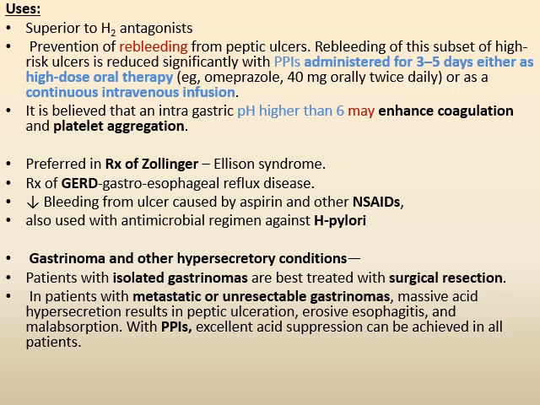They are also used in different types of acid peptic disease: Zollinger-Ellison, GERD, and if we have an ulcer due to the use of non-steroidal anti-inflammatory agents. Also we use the proton pump inhibitors in the regimen of H. pylori treatment. If the patient has gastrinoma or other hypersecretory condition, either resected by surgery, or if there is metastasis or unresectable gastrinomas, we can use the proton pump inhibitors.